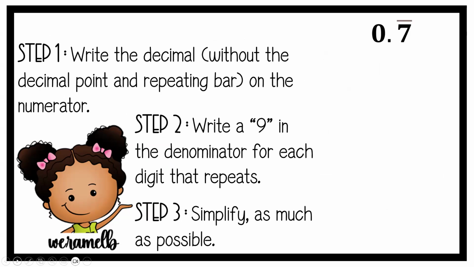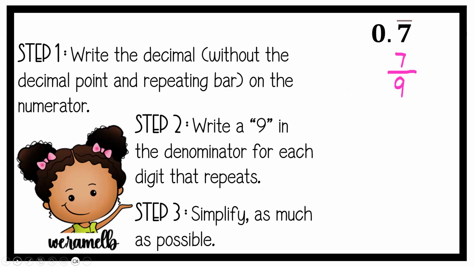Let us take this example: 0.7 with a bar on top of the 7. This is a repeating decimal. So what will I do to convert this into a fraction? Write the decimal part as a whole number, meaning no decimal point, no bar on top. So that would be 7. Next, over. How many repeating digits do we have? 1. That is how many nines are placed in the denominator.